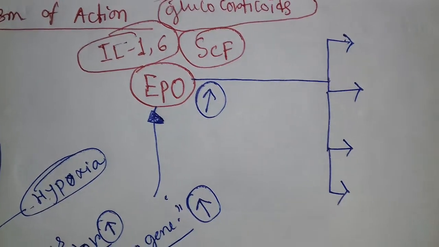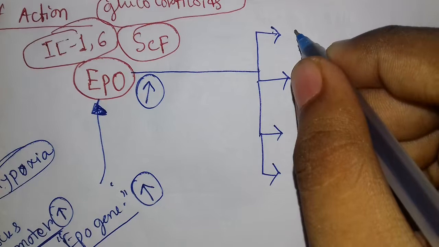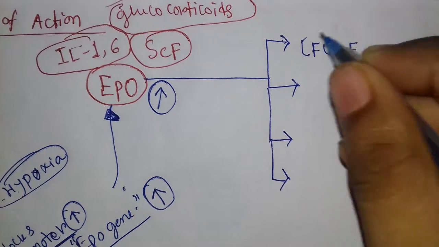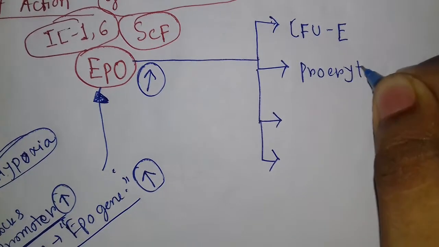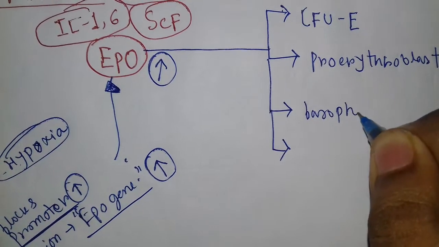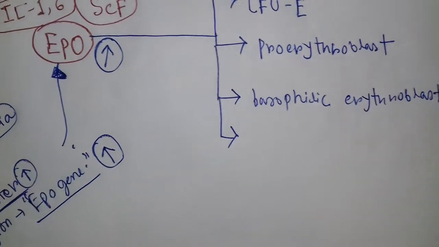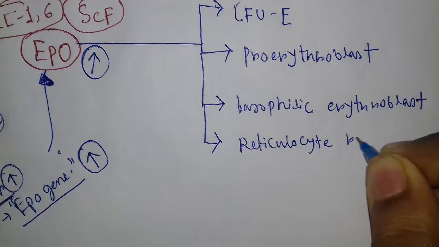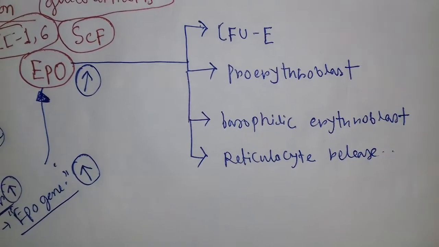So this increased EPO level in the blood acts on 4 components of erythropoiesis. Number 1 is the erythroid colony forming unit. Number 2 is the proerythroblast. Number 3 is basophilic erythroblast. Number 4 is reticulocyte release. We'll see what it does in these components.